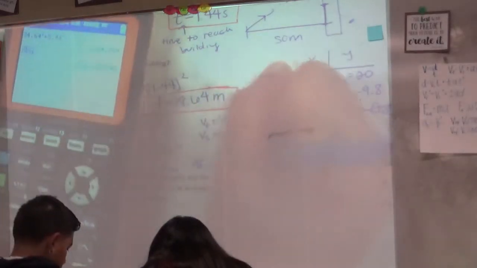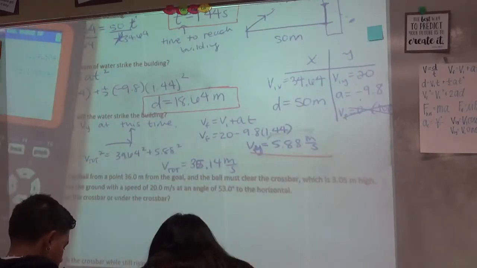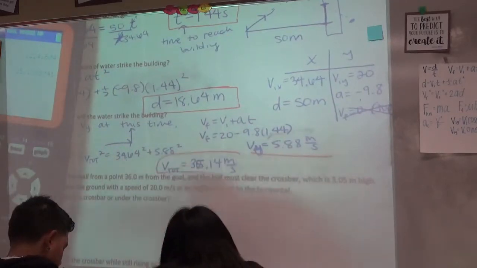35.14. I heard 30 point something. I was like, that's not right. Because see how your total has to be greater than these two? So that's a good check. Your answer had to be more than 34.64.